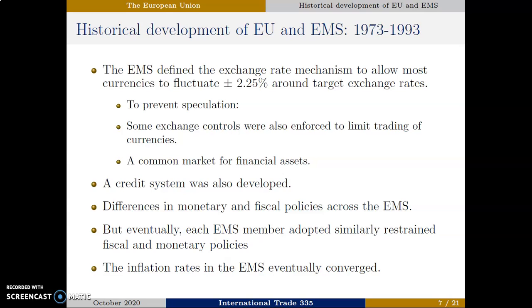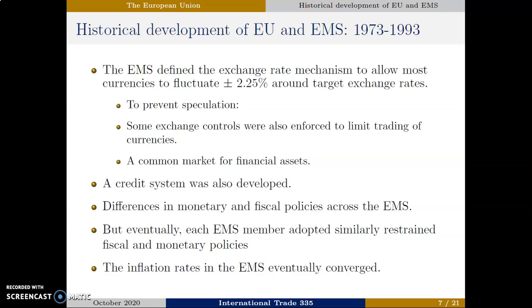There was also a credit system developed among EMS members in order to lend to countries that needed assets and currencies that were in high demand in the foreign exchange markets. Differences in monetary and fiscal policies between the member countries remained, and this caused market participants to buy German assets and sell other countries' assets. As a result, Britain left the EMS in 1992 and allowed the pound to float against the European currencies.